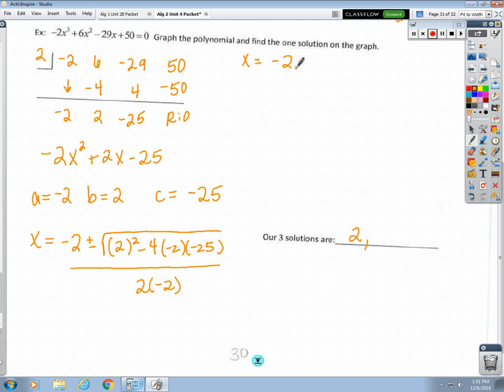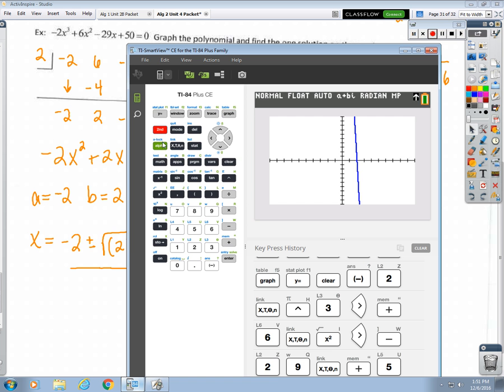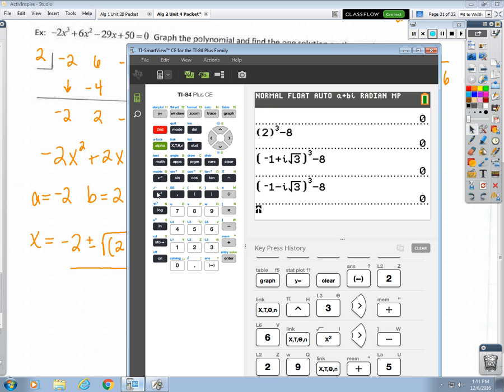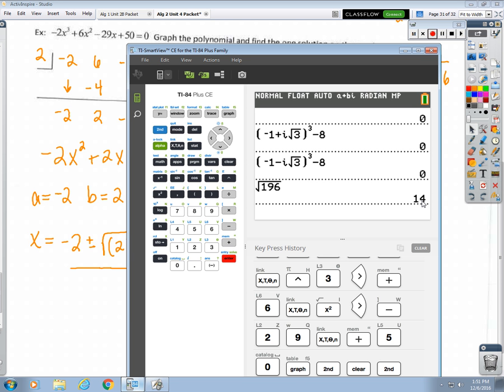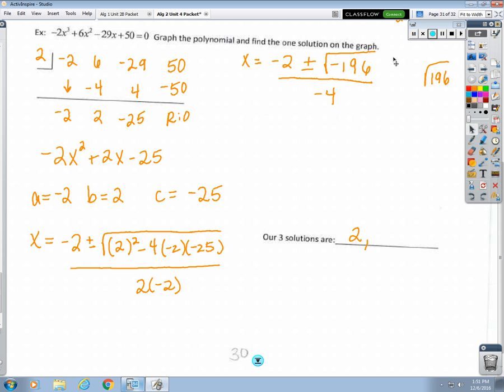X equals negative 2 plus or minus the square root of, what is all of that in there? Negative 196 all over what? Negative 4. Now, 196 can be simplified. However, before you start factoring it, I would go ahead and check in your calculator to make sure it's not a perfect square, because that would save you a lot of time. And it is. 196 is a perfect square. The square root of it is 14. So, this now becomes negative 2 plus or minus 14i, correct?